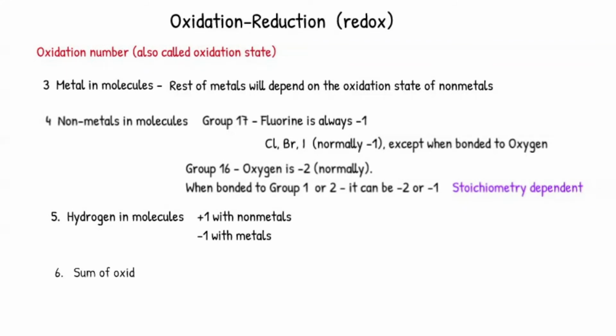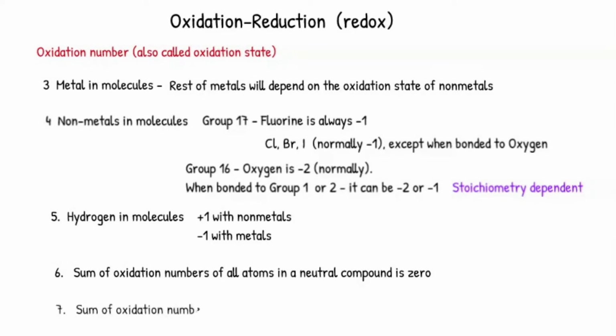Number 6, the sum of the oxidation number of all the atoms in a neutral compound is 0. Number 7, the sum of oxidation numbers of all the atoms in a polyatomic ion equals the charge of the ion. Let's look at examples of assigning oxidation states or oxidation numbers.